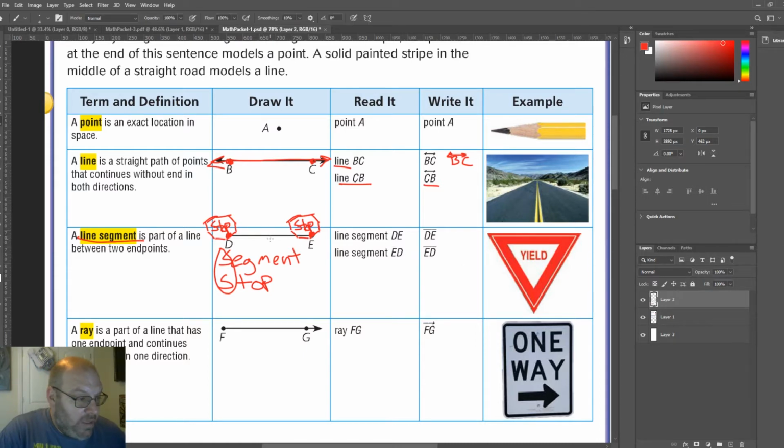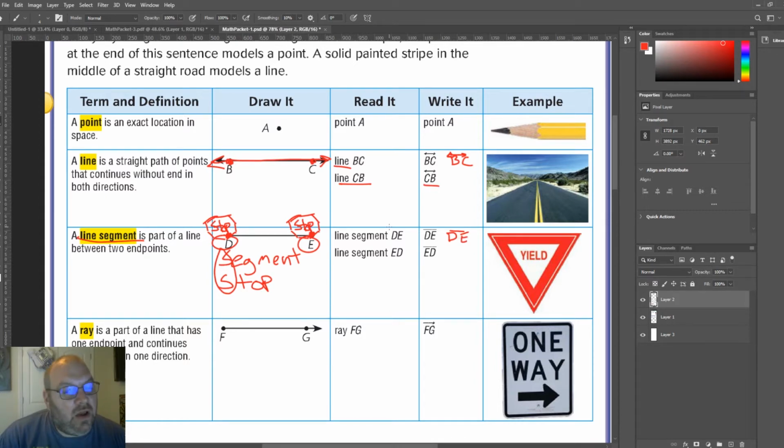Now we read it as line segment. We say line segment D, line segment E. Okay? So DE, and the way we write it is just a line with no arrows. Remember, the arrows are for a line. A line segment has a line with no arrows, and then this is D and E, DE, like that. All right?